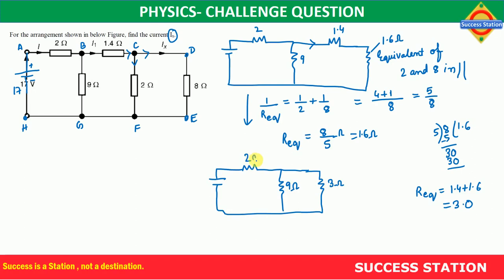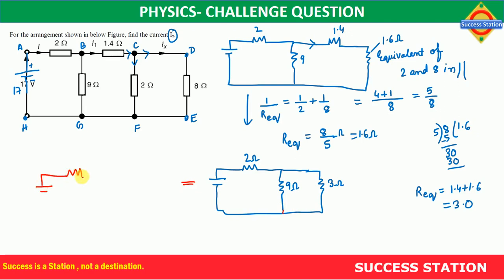So we are applying divide and rule, dividing the circuit into small parts and then finding out. Is it okay till here? Okay. Now again, you can see that 3 and 9 are in parallel. So let's simplify it further.